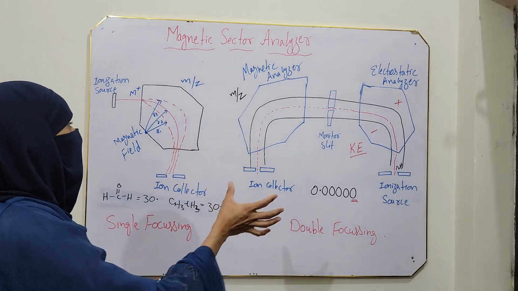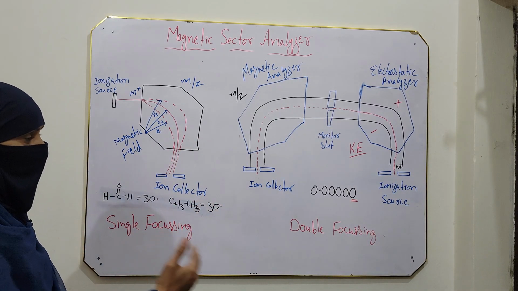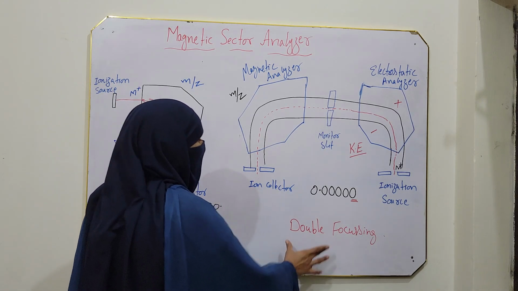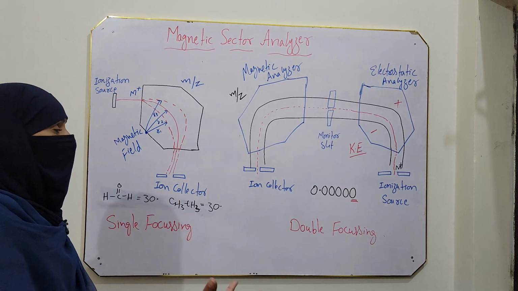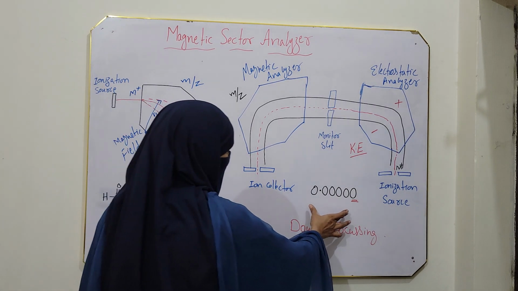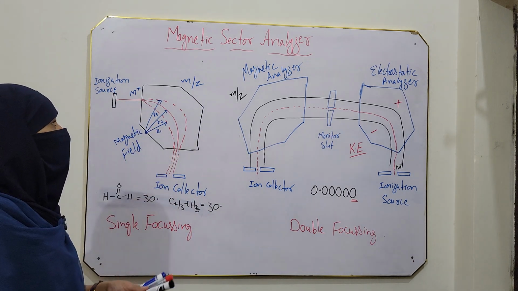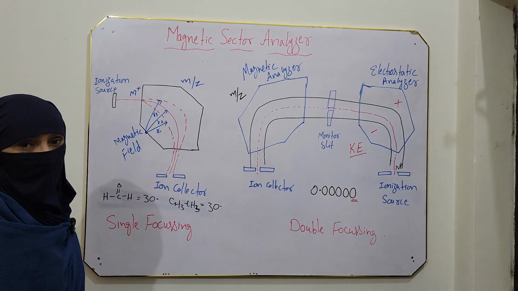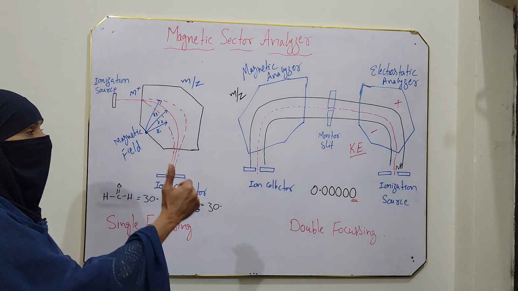So these are the magnetic sector analyzers, either single focusing or double focusing. In modern instruments, the double focusing magnetic sector analyzer is now used, because it provides accurate results for compounds. Whether our sample is a molecule, we can separate the molecular ion, and isotopes can be separated as well. We get their very accurate mass by using this magnetic sector analyzer, which is a scanning instrument. It performs scanning of ions, one by one, and ions are separated on the basis of their mass.